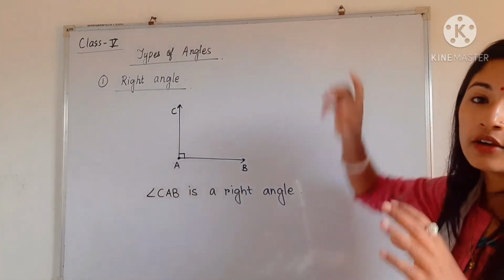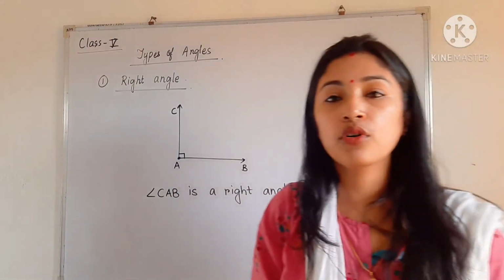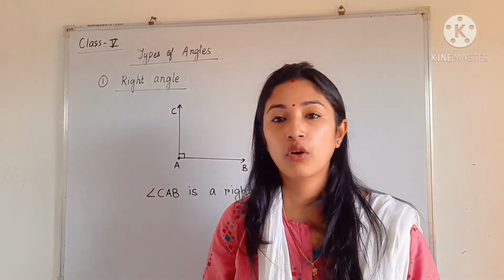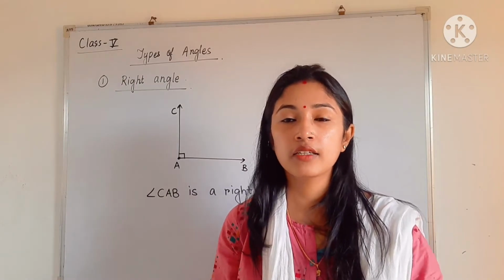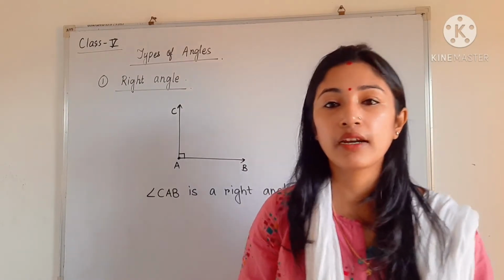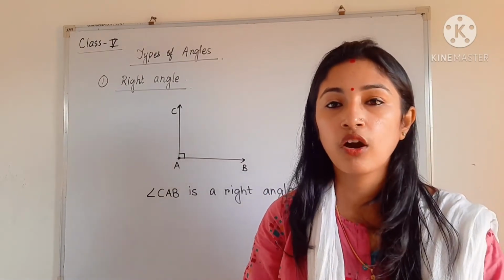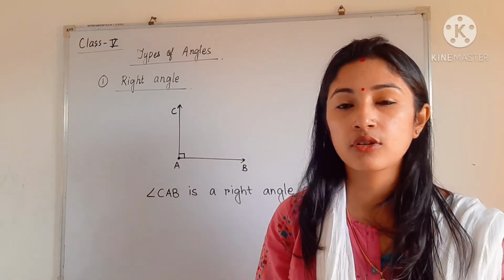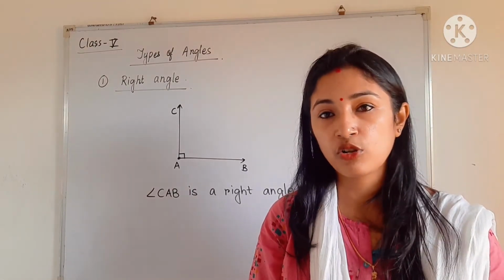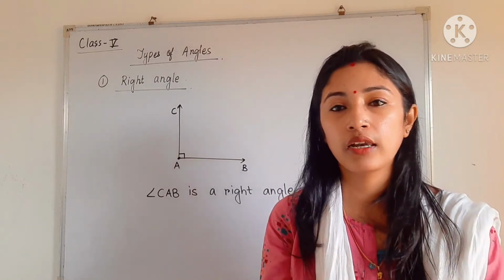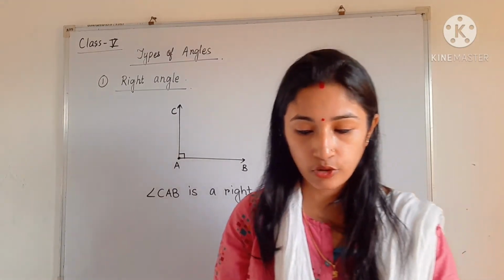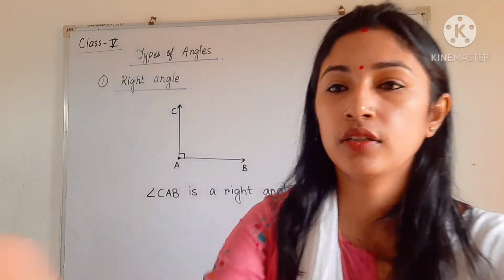Any corner you can see, the corner of a book or a door or a window, like this there are many right angles around you. So what you have to do is make a list, or you can draw a diagram also, or you can click a photo. This is a task for you. I am giving it as a home assignment.